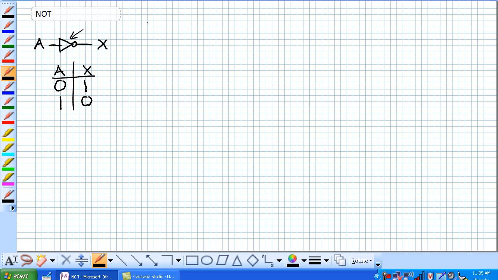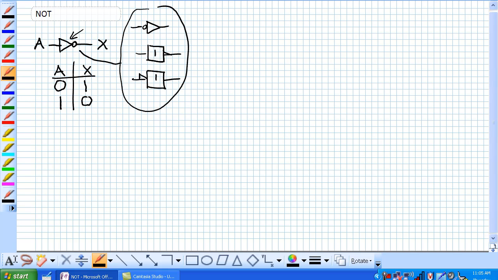There are other symbols that exist that you may see. That's a NOT. The box symbol for a NOT. Another box symbol. These are symbols which mean that. And like I said, this is the symbol that we're going to use. That's the most common one.